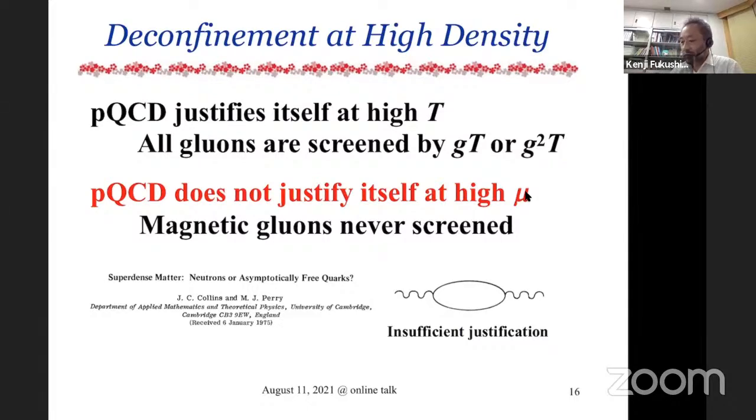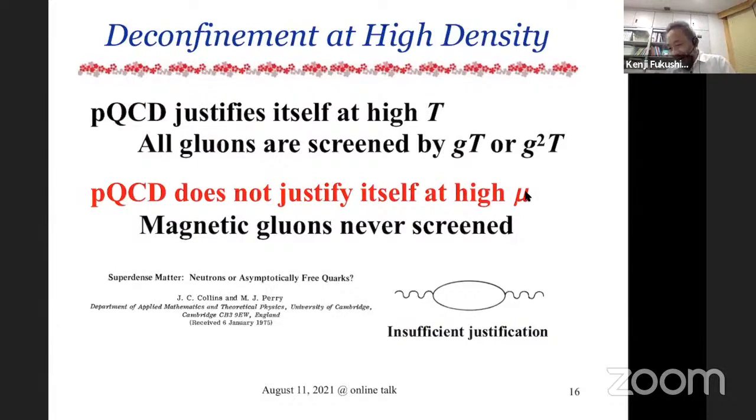One of the reasons is that the chemical potential has the direct coupling to quarks only, but not gluons, right? And so to justify the perturbative calculation, the gluons must be screened. If you have the Debye mass that is proportional to chemical potential, the screening scenario works. Then the soft gluon is screened and only the high energetic gluons can be found. If this is the case, the perturbative calculation is justified.